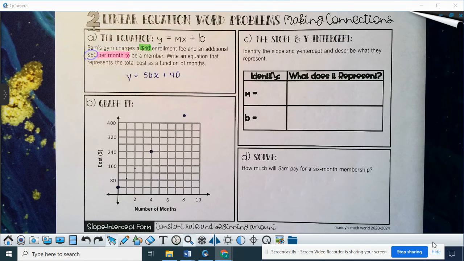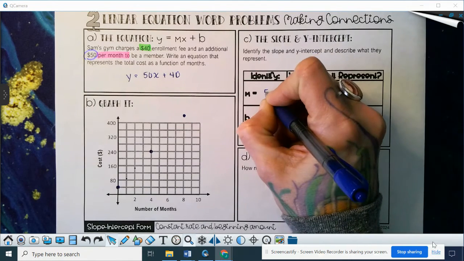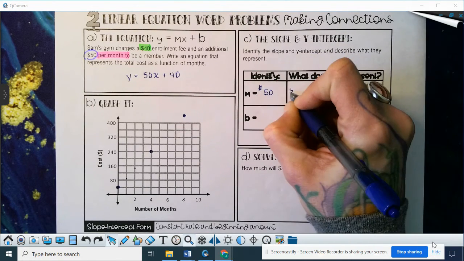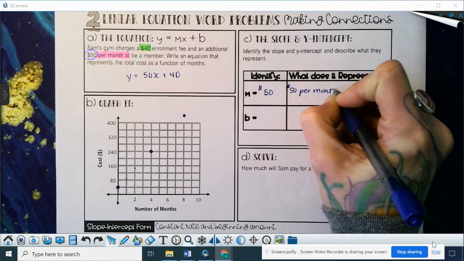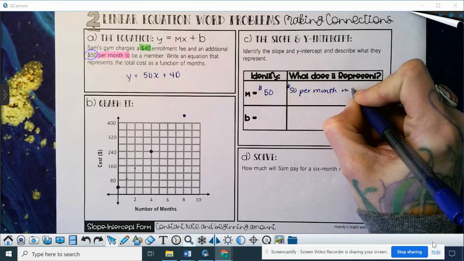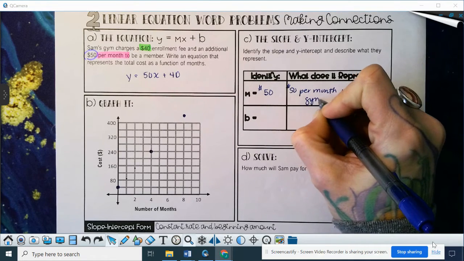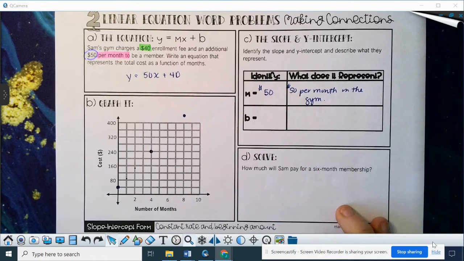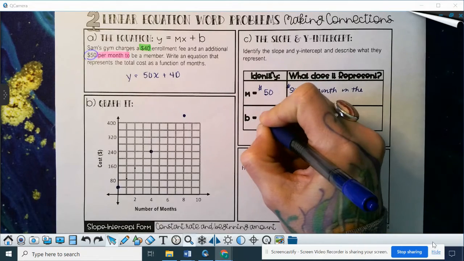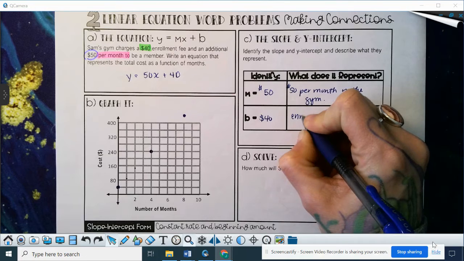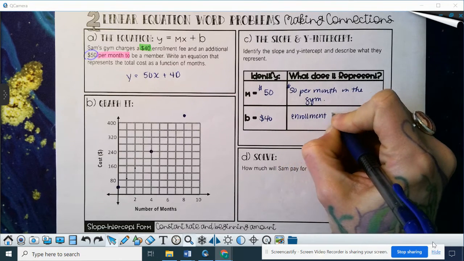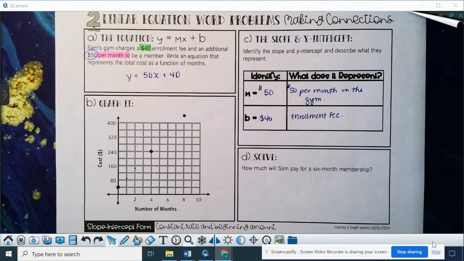And what this is stating, so our slope is going to be 50. And it's $50 per month in the gym, or per month that you are a member. Our y-intercept is at $40, which is non-negotiable. So that is the enrollment fee. There's nothing you're going to do to get out of it. You're just going to pay your $40 and then you're going to pay your monthly.